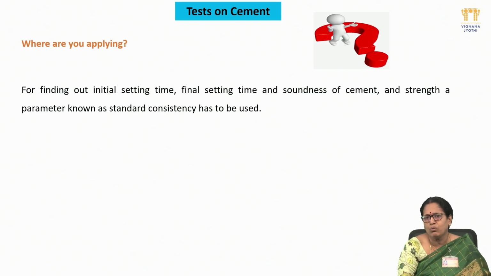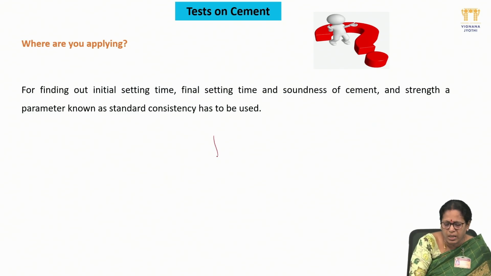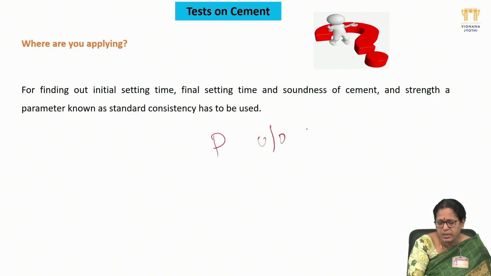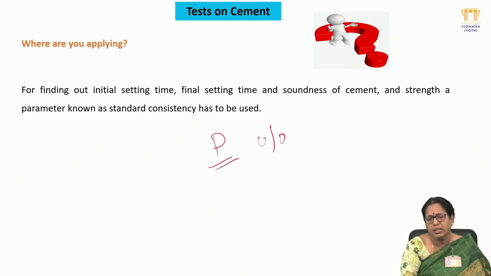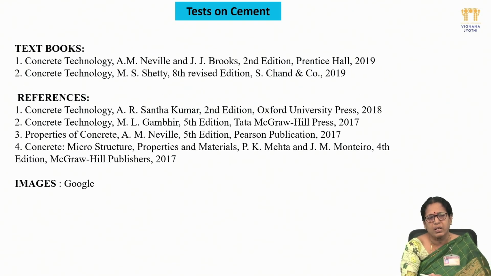Okay, why do we have to do this experiment? Finding normal consistency, which we denote with the letter P, and expressing it in terms of percentage of water by weight of cement. This normal consistency will be helpful to you in finding the initial setting time of cement, the final setting time of cement, and the soundness of cement. All these experiments will be done on cement in the laboratory, which are very, very important to define the properties of cement. These are the textbooks and references which I went through for this lecture series.